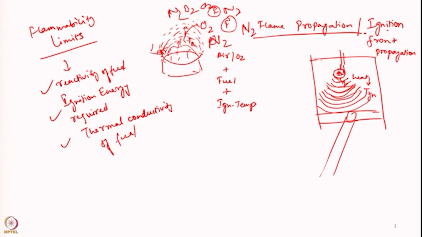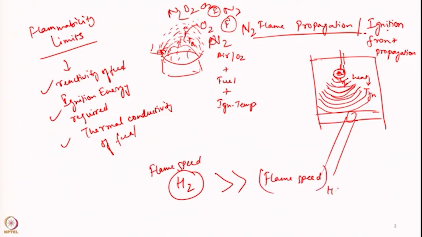The flame speed of hydrogen is much higher than the flame speed of any hydrocarbon, even more than 20 times higher than any rival hydrocarbon fuel. It also has a very high thermal conductivity, so it is able to transfer heat quickly from this position to this position. Thermal conductivity is high.